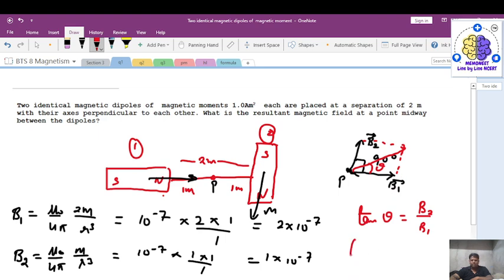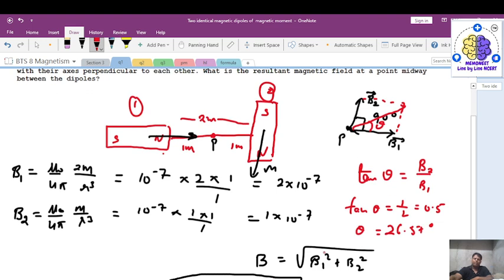So we'll get tan theta is equal to 1 by 2, which is equal to 0.5. For this, theta will be equal to 26.57 degrees, right? So this is the direction of the resultant magnetic field at point P, right?